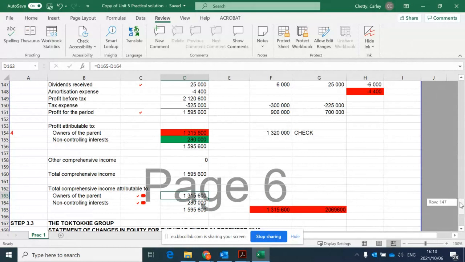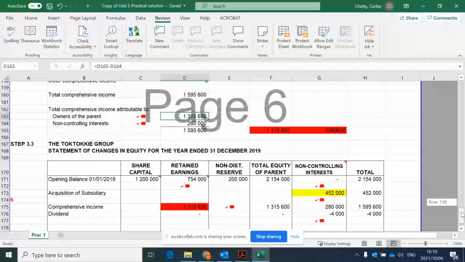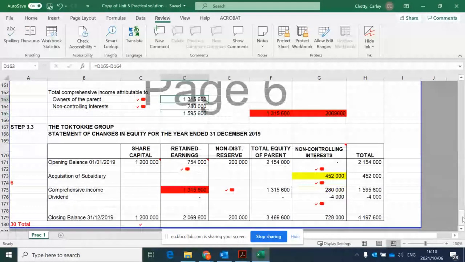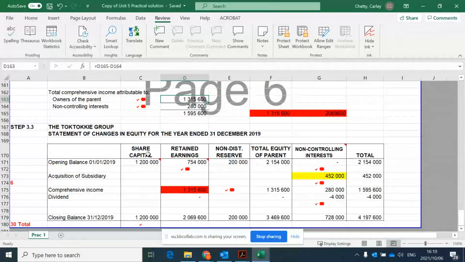Now our last statement to go over is the statement of changes in equity. Now this is where a lot of you might struggle a bit, especially with the retained earnings column. But let's go through it systematically. So remember we said that the share capital in the group financial statements is only going to consist of the parent's amount. The share capital of the subsidiary was eliminated in that pro forma journal entry.